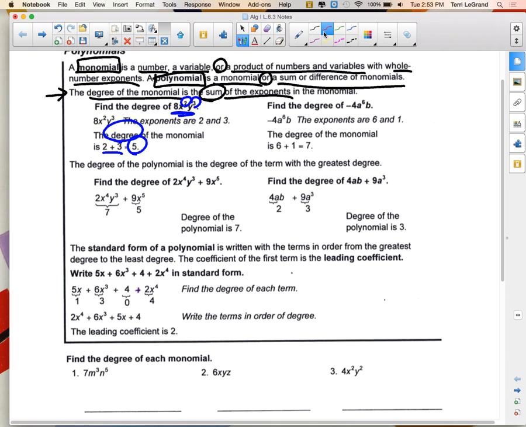Here's our other monomial right here. Negative 4, a to the 6th b. Where did they get that it is a degree 7? Zach?